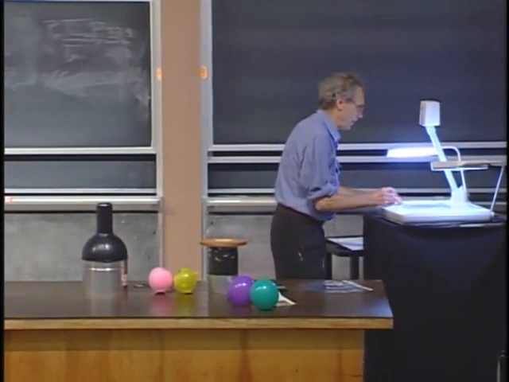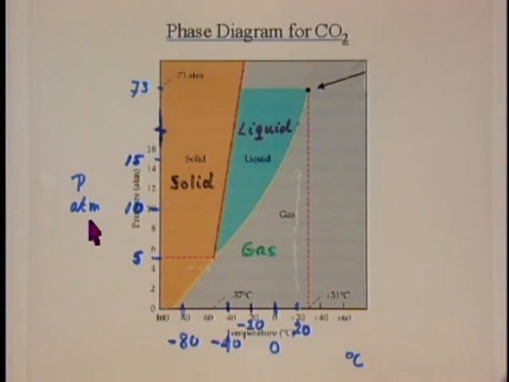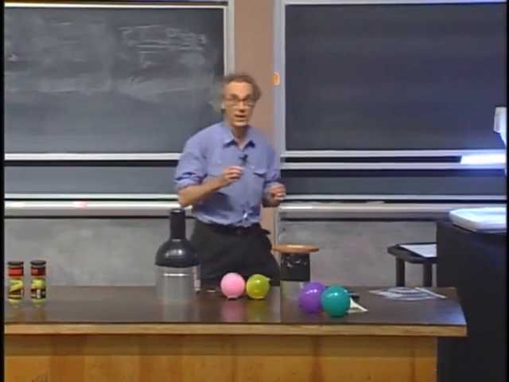And what do you see? This is pressure in atmospheres. It's a strange scale because it goes 5, 10, 15, then there is an interruption, and it goes to 73. And this is the temperature, 0 degrees and 20 degrees. And so at 20 degrees, if there is liquid inside there, the liquid has to be in equilibrium with the gas.